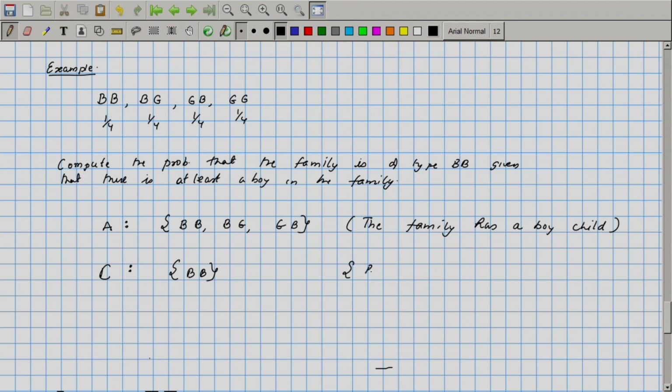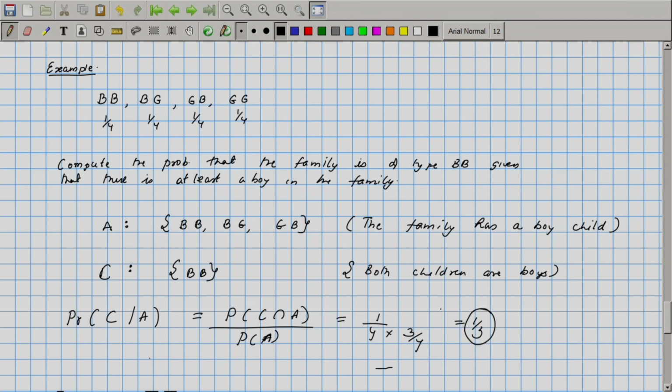Okay. Both children are boys. So, we are interested in the probability of C given A, and by definition this is equal to the probability of C intersection A divided by the probability of A. C intersection A happens with 1/4 probability, and A happens with 3/4 probability, because all of these three outcomes are disjoint outcomes, they happen with 1/4 probability each, and add up to 3/4. So, this is 1/3.